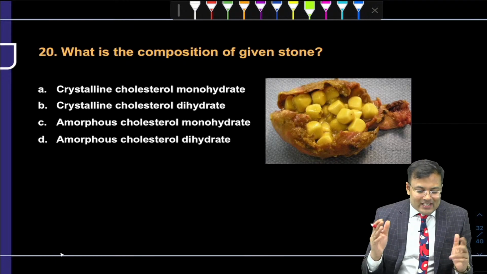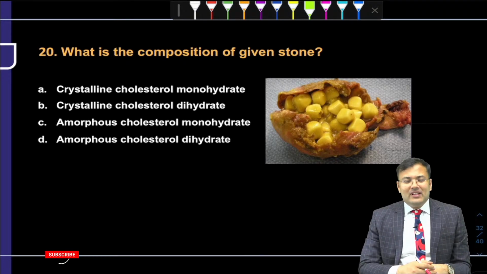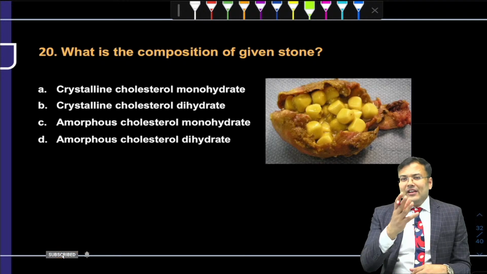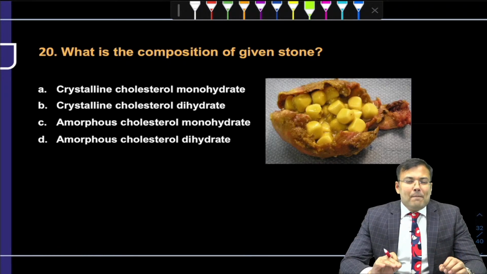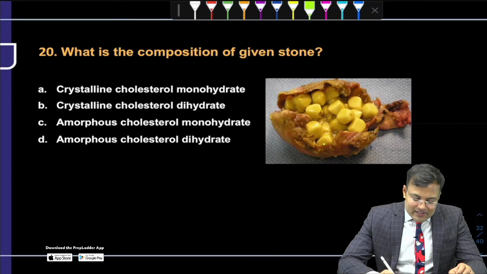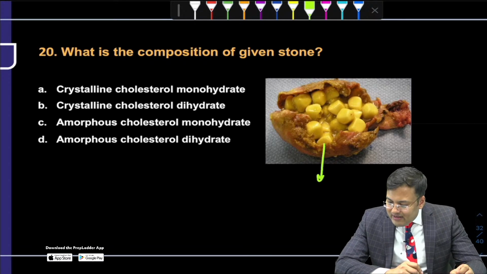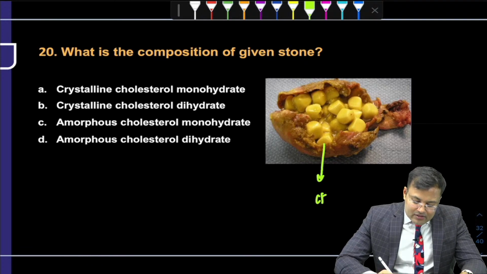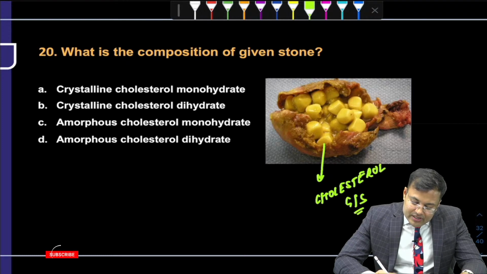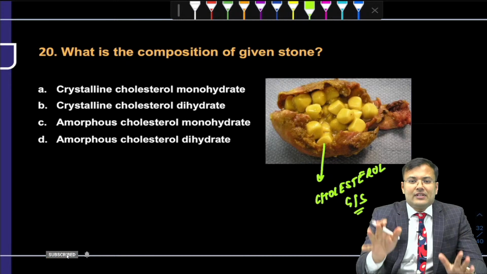Okay. So what is the composition of the given stone? This is yellow in color, and all of you know that lipid imparts yellow color. So what is the name of this gallstone? All of you are marking the correct answer. What is this? Cholesterol gallstone. There was a similar question in NEET PG. This was asked for the first time.